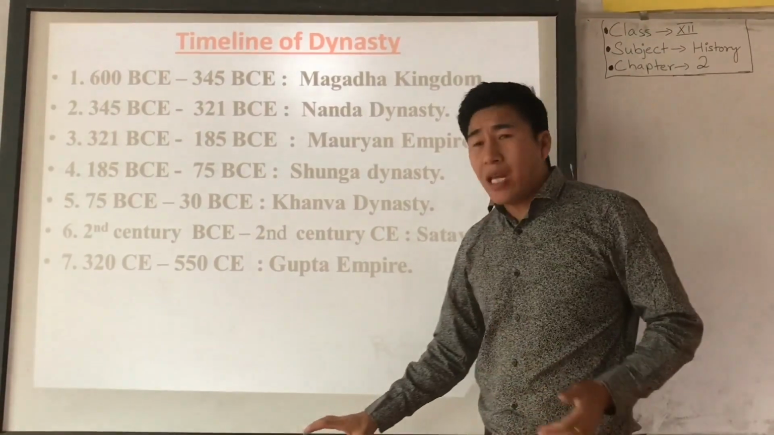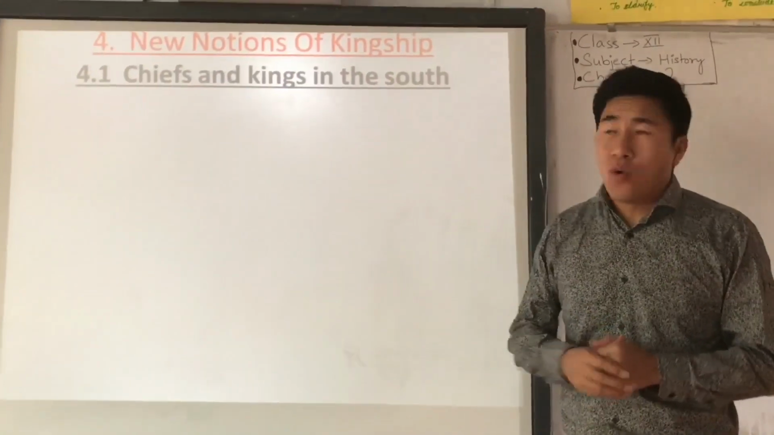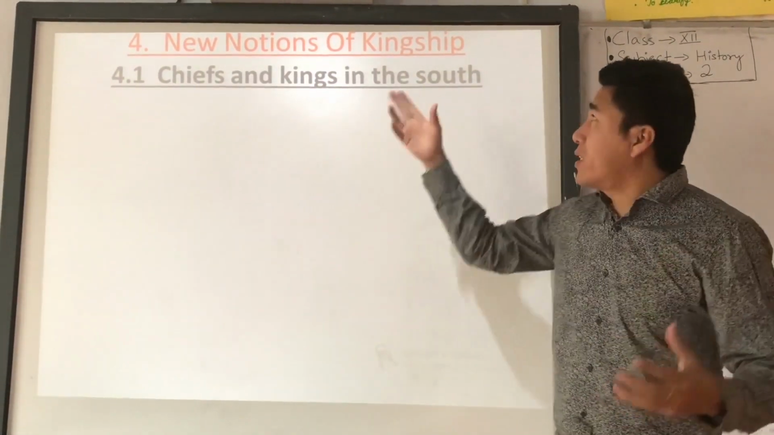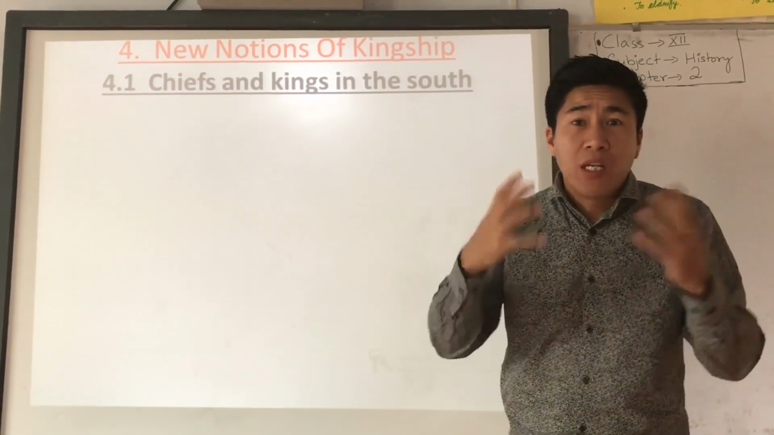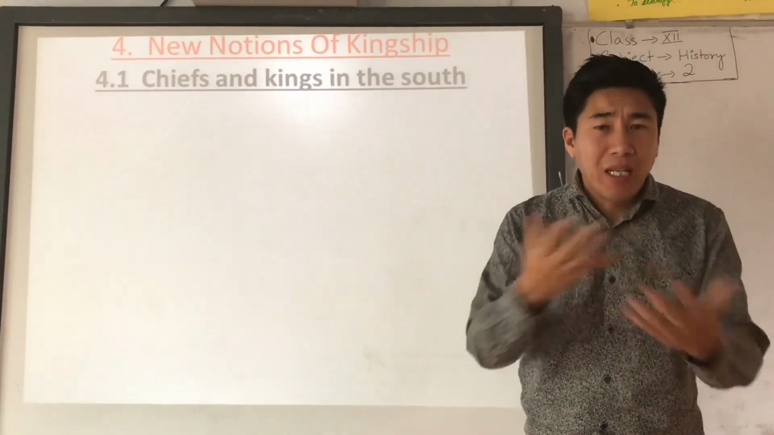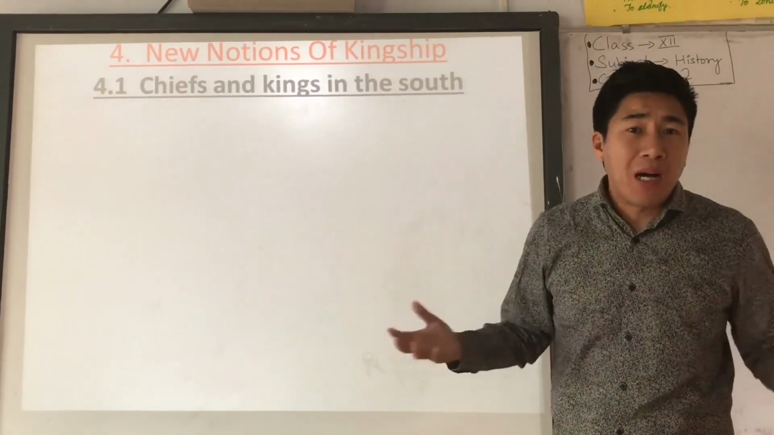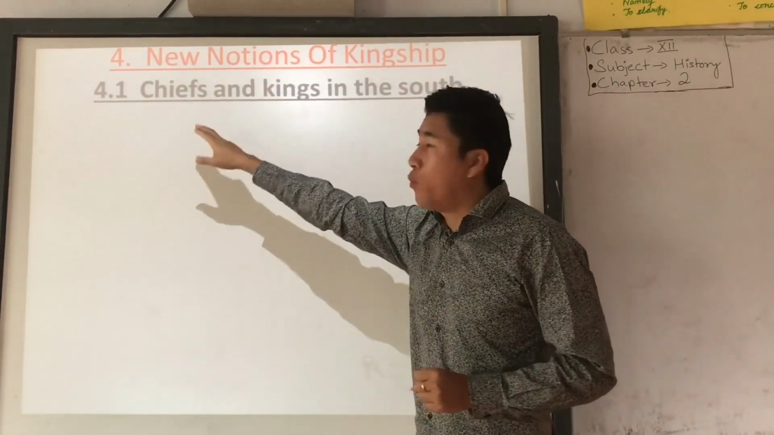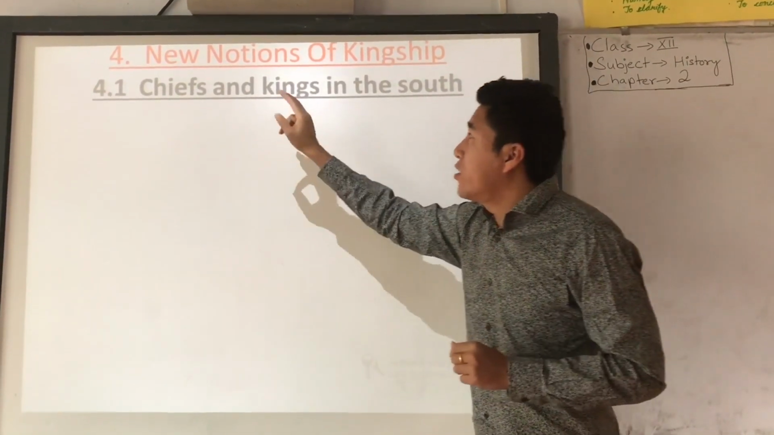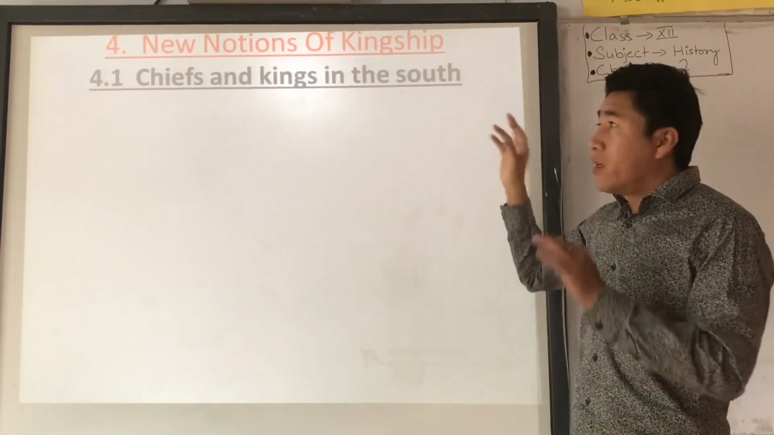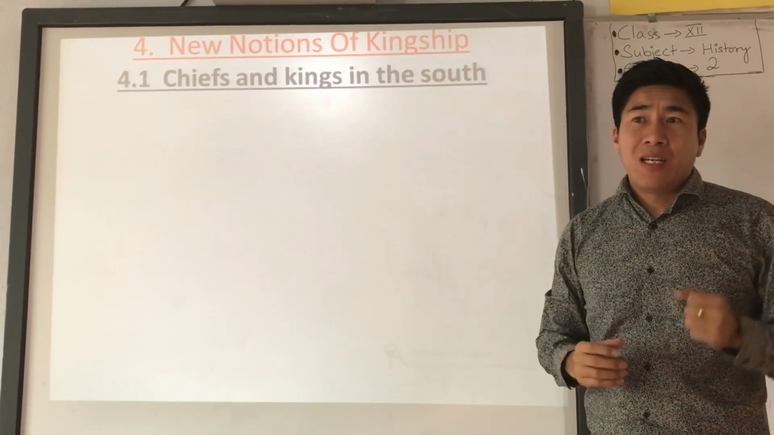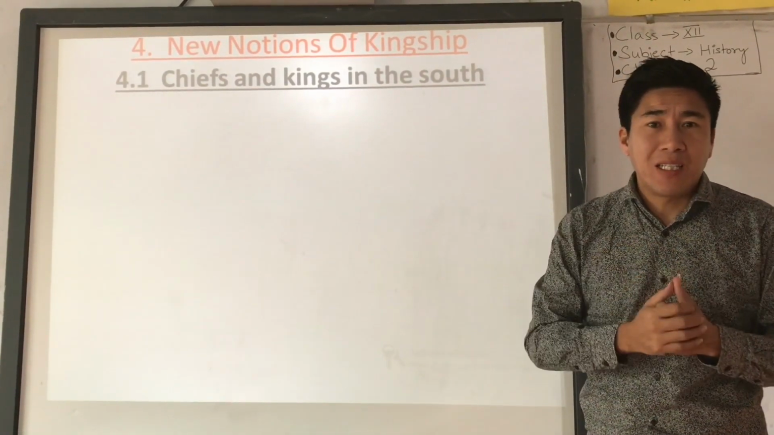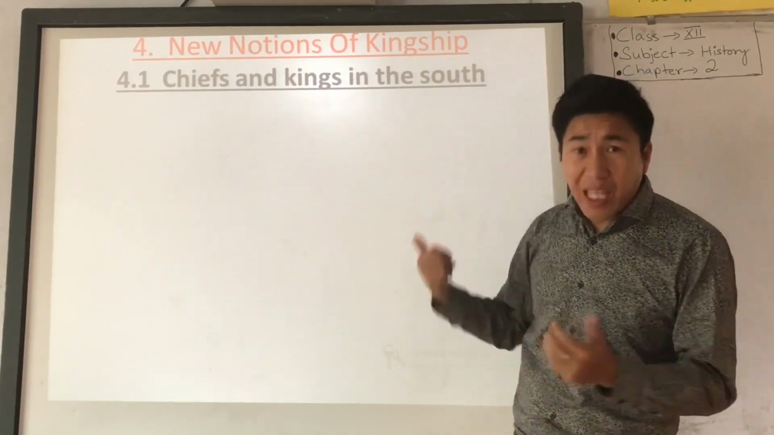Okay, so today what we are going to discuss is point number 4, that is the new notion of kingship. Notion means idea, right? And kingship, the idea of ruling, a new idea of how to rule the kingdom, dynasty or empire. Understood? Inside this, point 4.1, the first topic, is chiefs and kings in the south. Now, chief means head, rulers or headmen, right? Like the chief guest we invite to festivals. And king, you know about it, right?